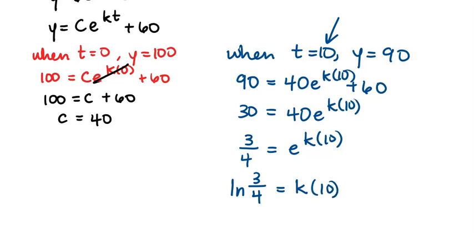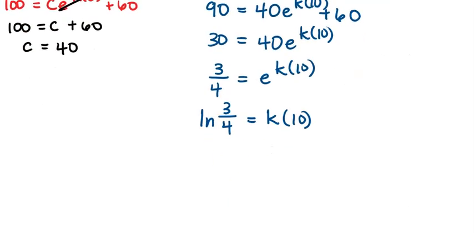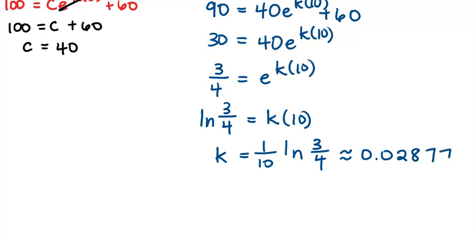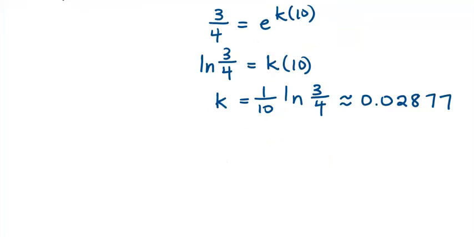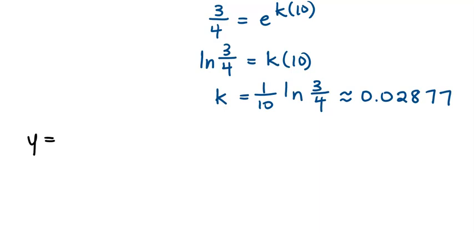So at this point, we're ready to divide by 10 to see that k is equal to 1/10 natural log of 3/4, which is approximately negative 0.02877. So now we know that the model for our equation is y is equal to 40 e to the negative 0.02877 t plus 60.